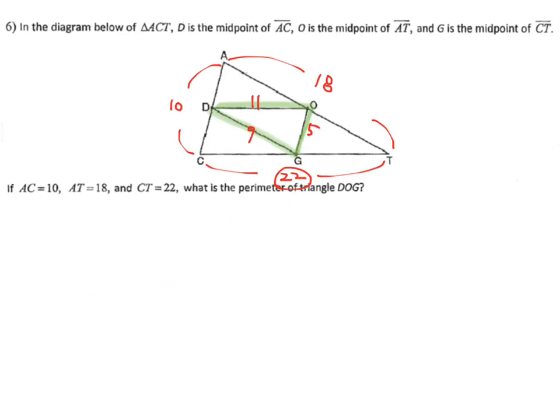So all we have to do is add up those 3 line segments. So 9 plus 11 plus 5. That will be the perimeter. Here we get 25.